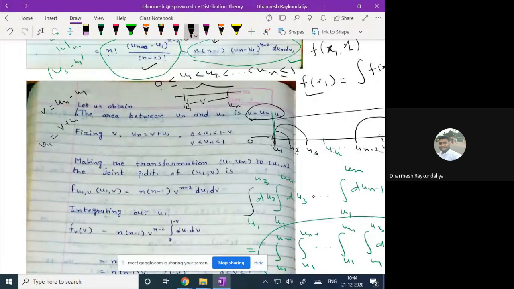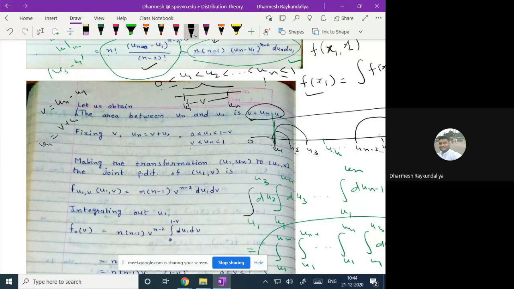What is that? Here the un become the v. So that means lower value of the un become the v. Now what is the maximum range of u1? This is u1, and this is u1. So it lies between 0 to 1.